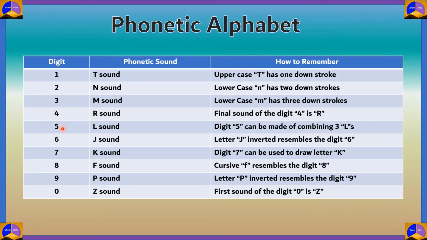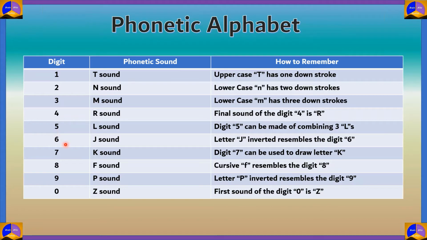For the number 5, we use the L sound. And in order to remember this, you can think of the number 5 as you see in the elevators as made up of combining 3 letter Ls. So 3 Ls, when you combine together, you can form the digit 5. So that's how you associate the L sound to number 5.